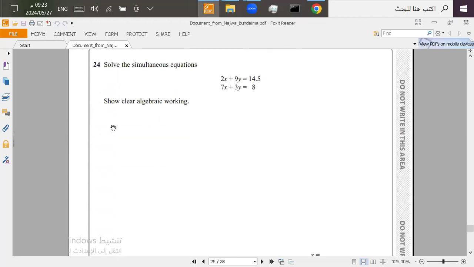Question 24. Solve the simultaneous equations. So these are simultaneous equations, and we're going to solve them here. First, let's cover this. So question 24.